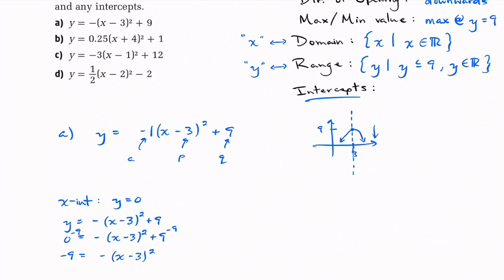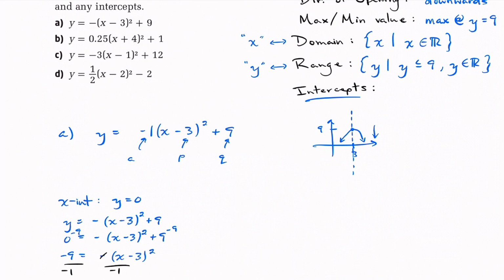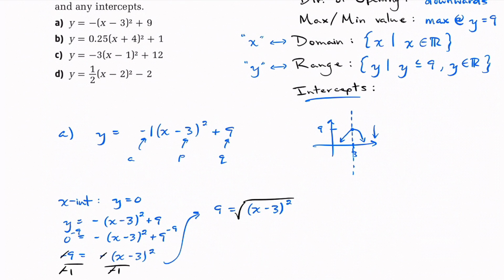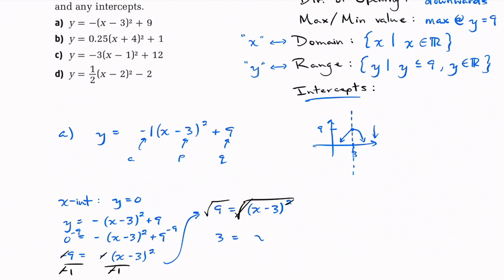Then what I can do is I can get rid of this negative here. So I'm going to divide everything by -1. All those negatives are going to cancel. I'm just going to move up. So I got 9 equals x minus 3 squared. Then I can take the square root of both sides to get rid of the square. So square root cancel out. And when we take the square root of 9, we get positive or negative 3.